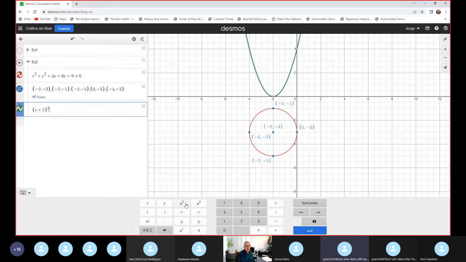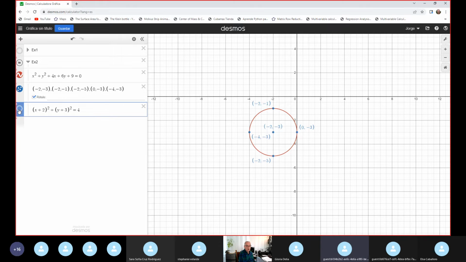Square plus (y plus 3) x squared again equals... and this radius, remember, was 2, but 2 squared is 4. And you see I put it in green color, the perfect coincidence between the green color that was the standard and the general one.